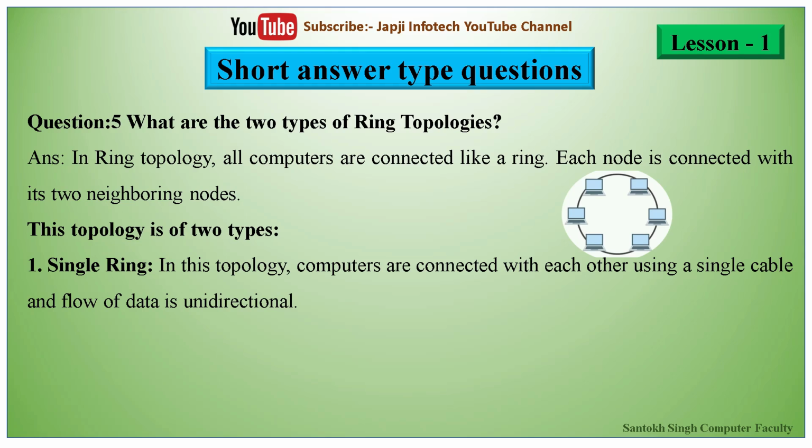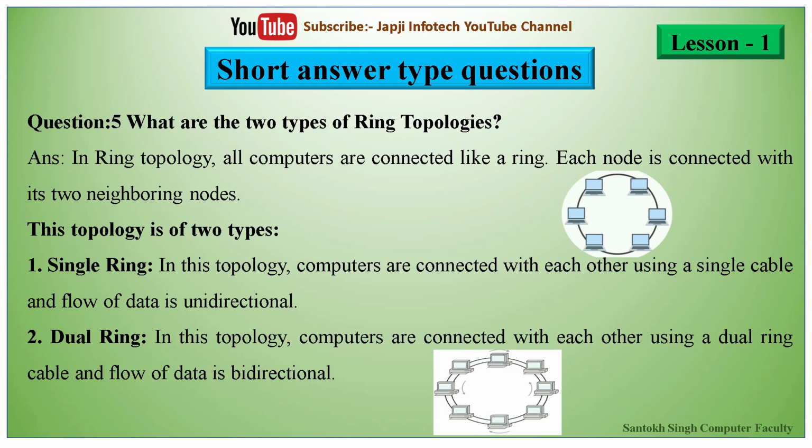In this topology, computers are connected with each other using a single cable, and flow of data is unidirectional. And the second one is dual ring. In this topology, computers are connected with each other using a dual ring cable, and flow of data is bidirectional.